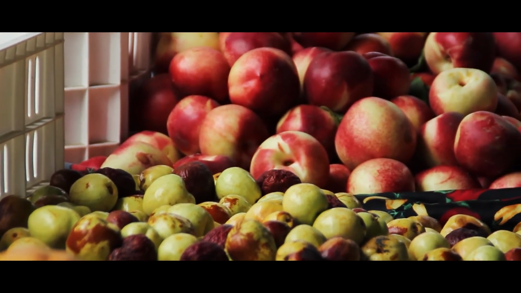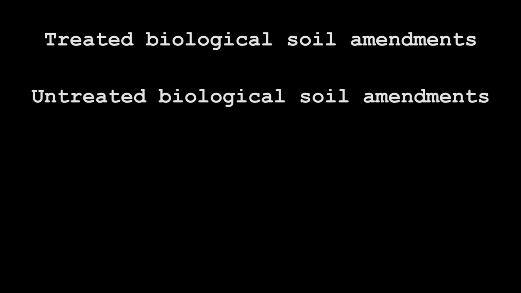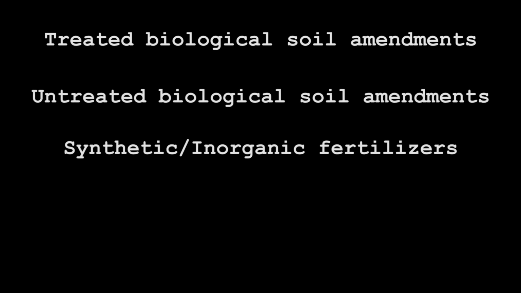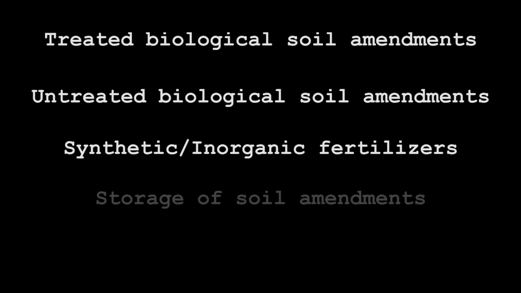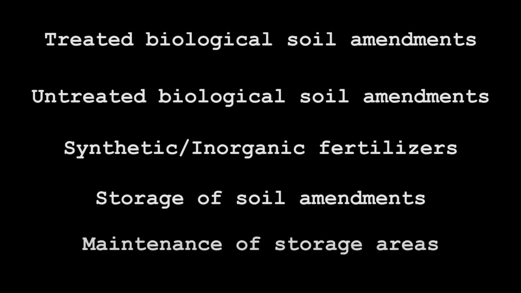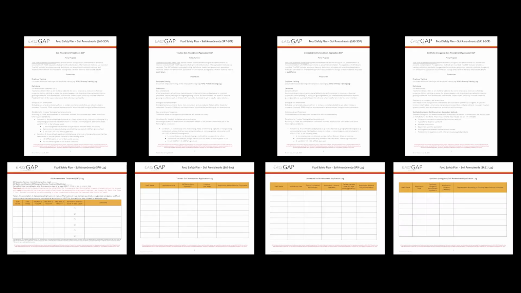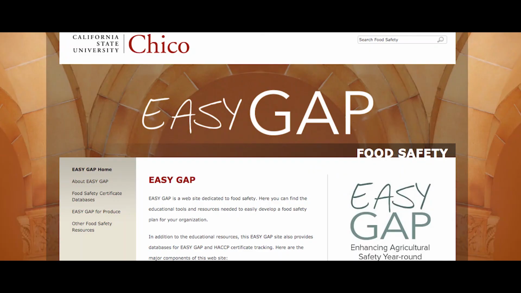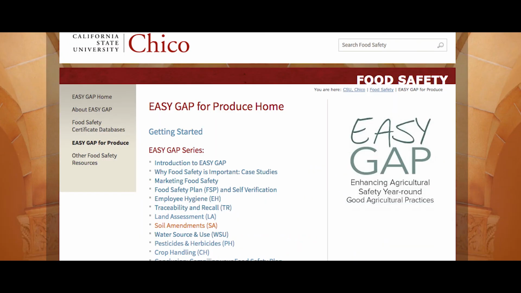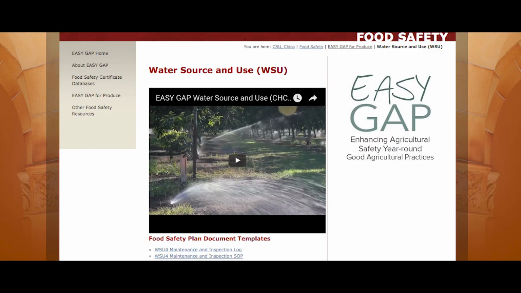In this video, we will talk about treated biological soil amendments, untreated biological soil amendments, and synthetic or inorganic fertilizers. We will also talk about considerations and steps to take when storing soil amendments, as well as maintenance of storage areas. There are 8 food safety documents you will hear about in this video. You can click on the link on the website to access the documents yourself. At the end of the video, we'll show you how they fit into your on-farm food safety plan.